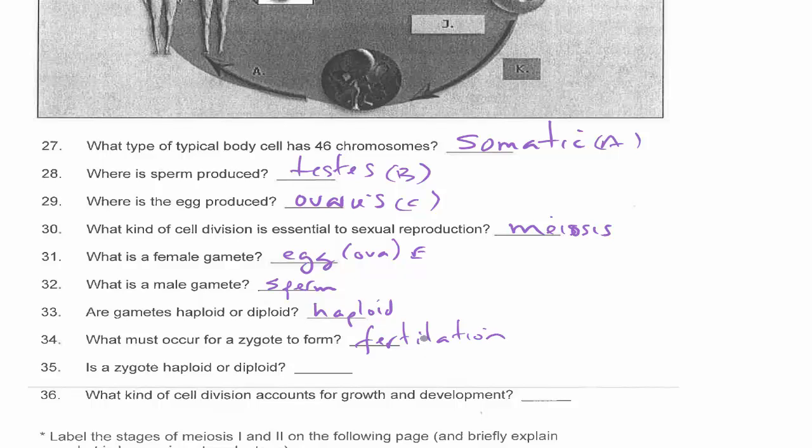Is a zygote haploid or diploid? It is diploid. What kind of cell division accounts for growth and development? That's where your old friend mitosis comes in.